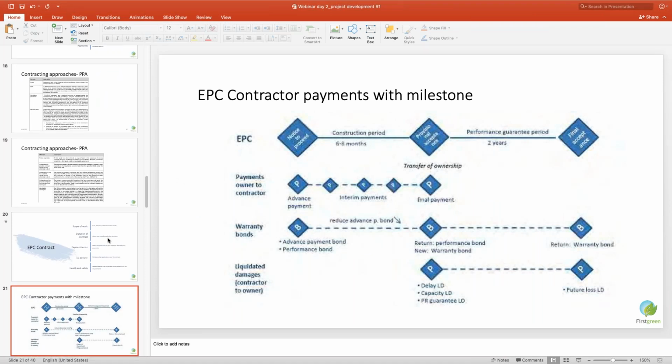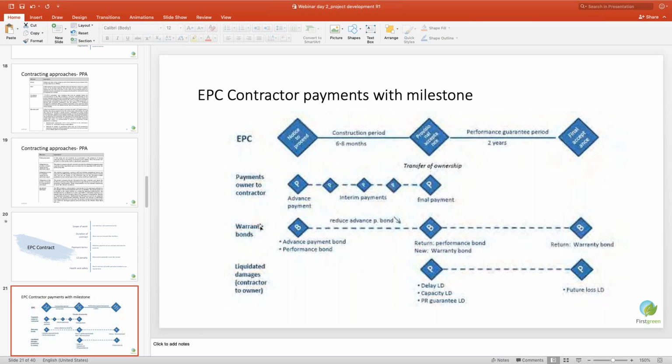Look at this, the EPC contractor payment with milestones. Once you have appointed the EPC contractor, the construction period is about 6 to 8 months. Once you have given the notice to proceed, at that time you give the advance payment. Then you give milestone based interim payments on a pro rata basis. And once he has achieved final commissioning and is handing the assets over to you, at that time you give the final payment. That is the typical payment structure.